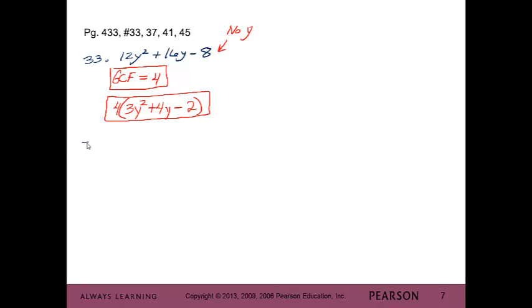And then number 37, it says 100y to the 5th power minus 50y to the 3rd power plus 100y to the 2nd power. So remember, let's start by identifying our GCF. So you want to find the number that will divide all of your coefficients. Your coefficients are 100, 50, and 100. The largest number that would divide all of them, that would be 50.